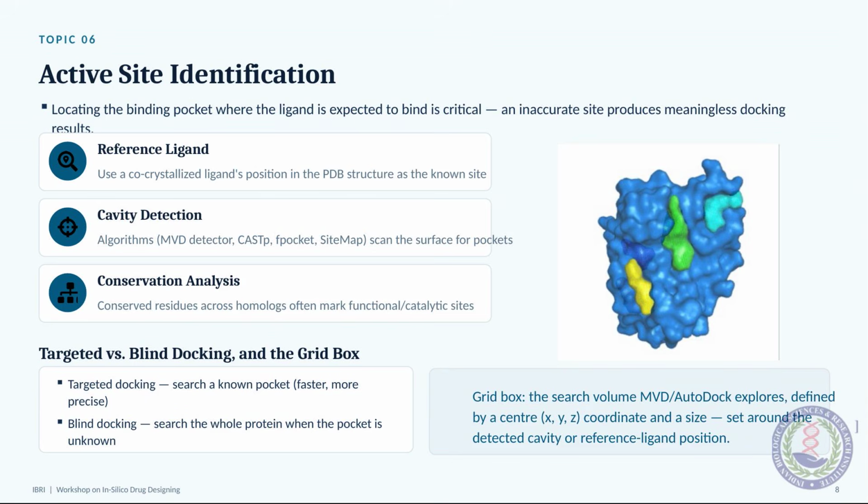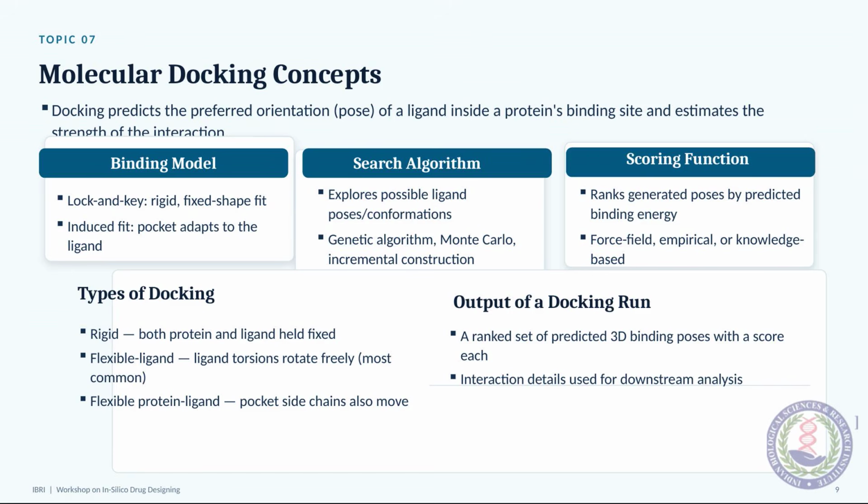This brings us to the grid box. The search volume that MVD or Autodock explores, defined by a center coordinate and a size, set around the detected cavity or reference ligand position. Targeted docking searches a known pocket and is faster and more precise, while blind docking searches the whole protein when the pocket is unknown.